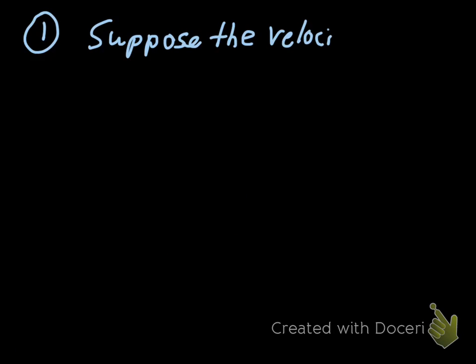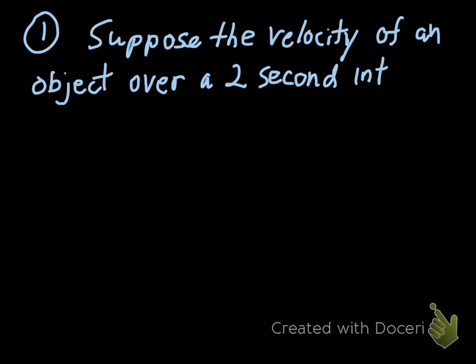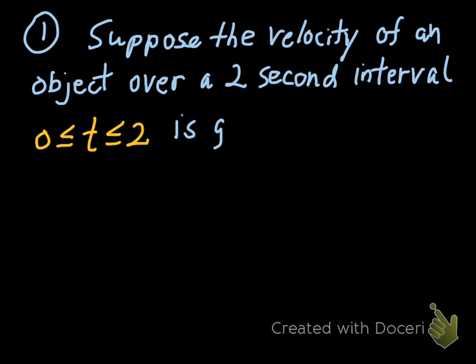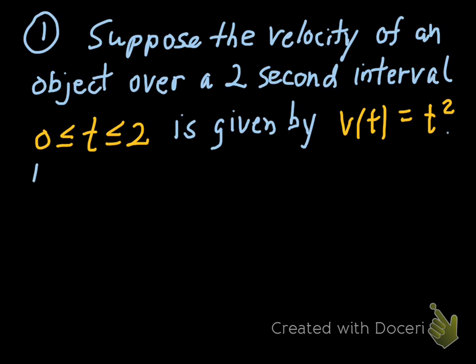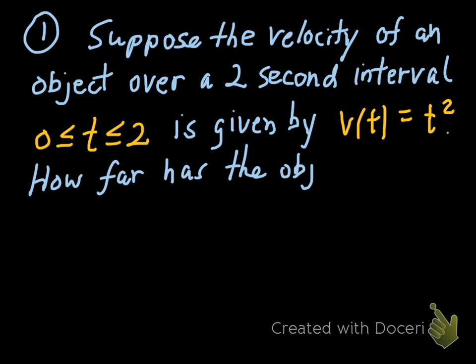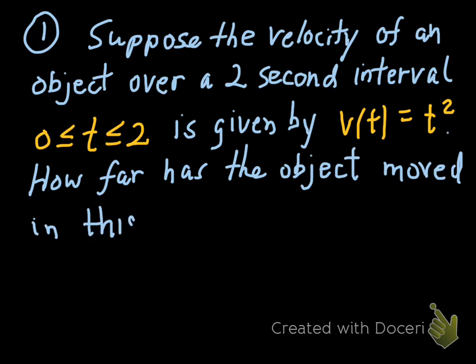So this is example 1. It reads, suppose the velocity of an object over a 2-second interval, so time is between 0 and 2, is given by the function v of t for velocity. V of t equals t squared, a simple parent function parabola. And if you guys were given this, you'd say, all right, I think I know how to deal with the graph of this. The question associated with this is, how far has the object moved in this period from 0 to 2 seconds? Well, the fundamental theorem of calculus can help us this way.